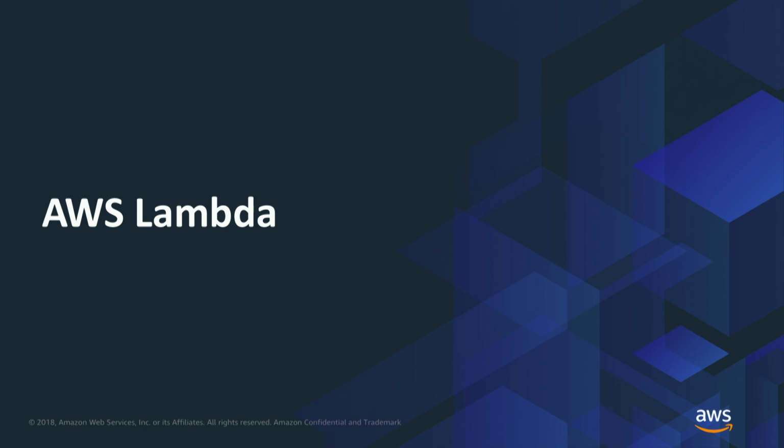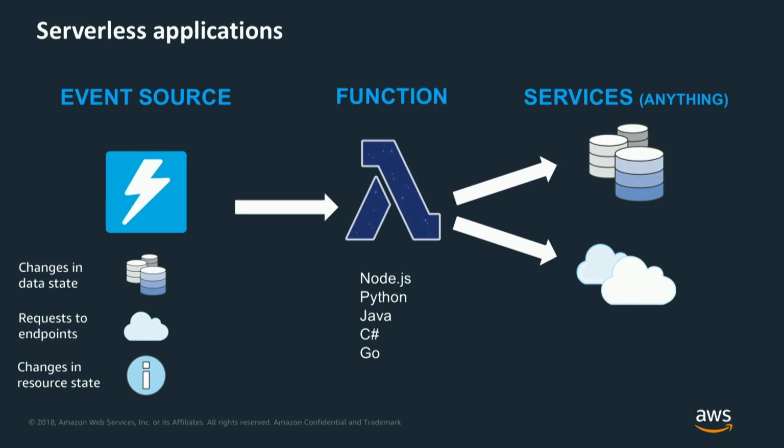So what is Lambda? Lambda is basically a serverless function application. It literally just means that you only have to worry about the code that you're writing, and you can hook into any type of event source. That can be a change in a data state, a request to an endpoint, or a change in a resource state of any sort. We support different languages besides .NET and C#. We also support Node.js, Python, Java, and Go.